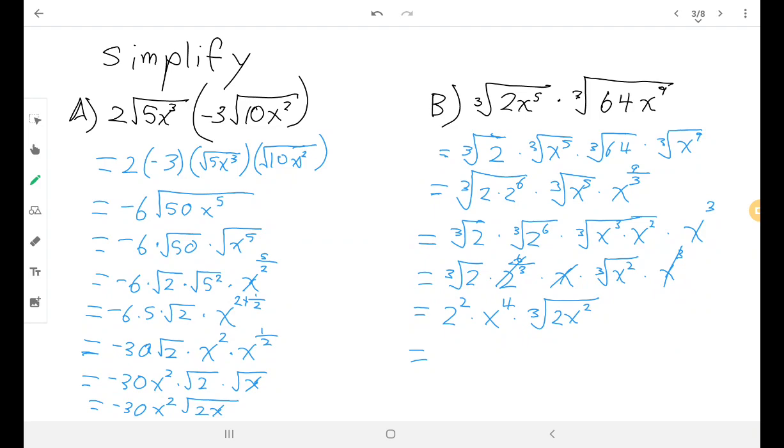So then, all I'm left to do is just clean things up. 2 to the 2nd is 4 times x to the 4th times the cube root of 2x squared. And there we have it. I'll pause for a moment. Let's get a look at that.